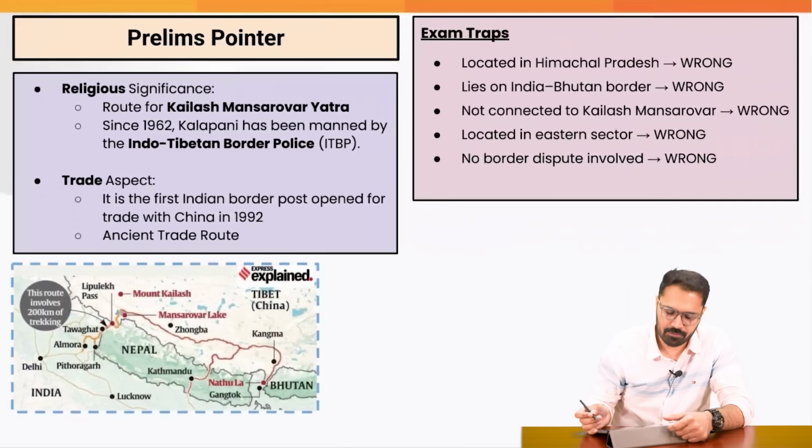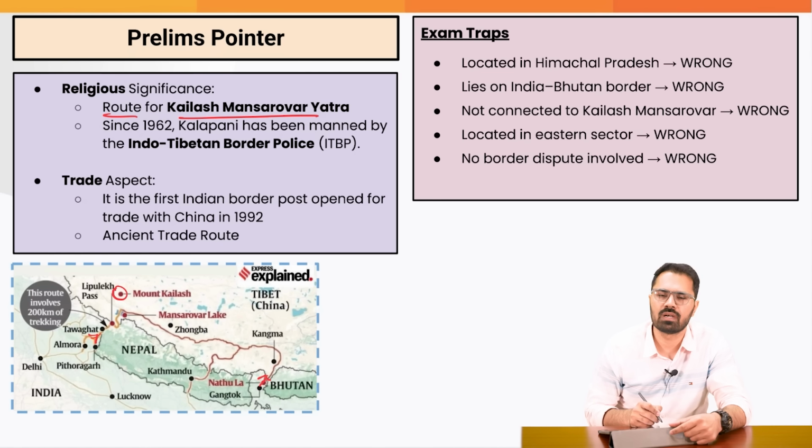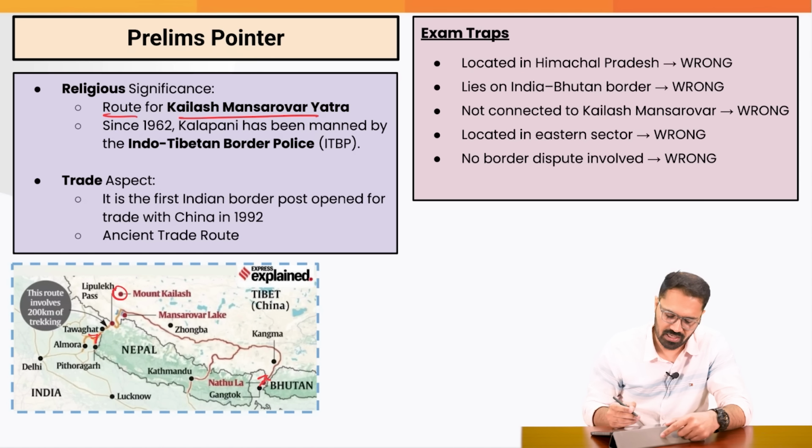Now what is the religious significance? It is a route for the Kailash Mansarovar Yatra. If you look at this map here, you have Kailash mountain here in Tibet. Either you can go from this side, the Uttarakhand side, or you can go from Sikkim, from Nathula, from this side. This is a longer route, but this is a shorter route through Uttarakhand. So it is part of the Kailash Mansarovar Yatra.